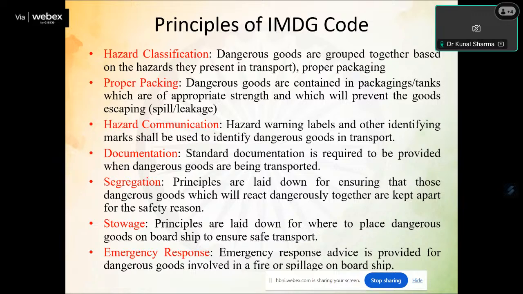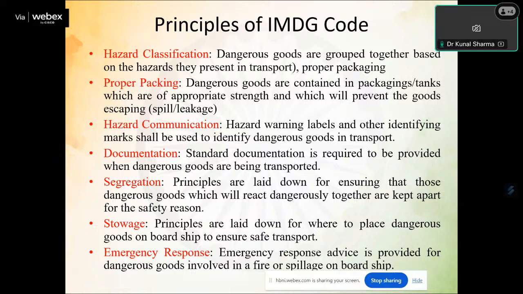Then segregation. Principles are laid down for ensuring that those dangerous goods which will react dangerously together are kept apart for safety reasons. As we have understood about incompatible chemicals, those chemicals which are not compatible or can react together are segregated so that these principles can be regulated. Stowage: principles are laid down for where to place dangerous goods on board ship to ensure safe transport. And emergency response, wherein advice is provided for dangerous goods involved in fire or spillage on board ship, so that environmental conditions remain constant and are not degraded.